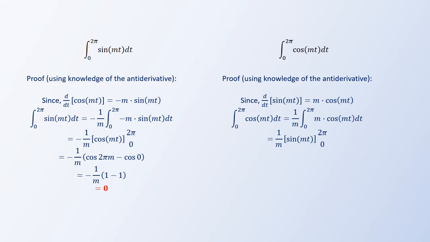Evaluate that from 0 to 2 pi. Well, the sine of 0 is 0, and the sine of 2 pi times m will also be 0. So 0 minus 0 is 0, and we multiply out and we get 0. And it sounds like we've got nowhere here, but actually this will make that very complex expression we saw earlier simplify, as a lot of the terms will drop out.